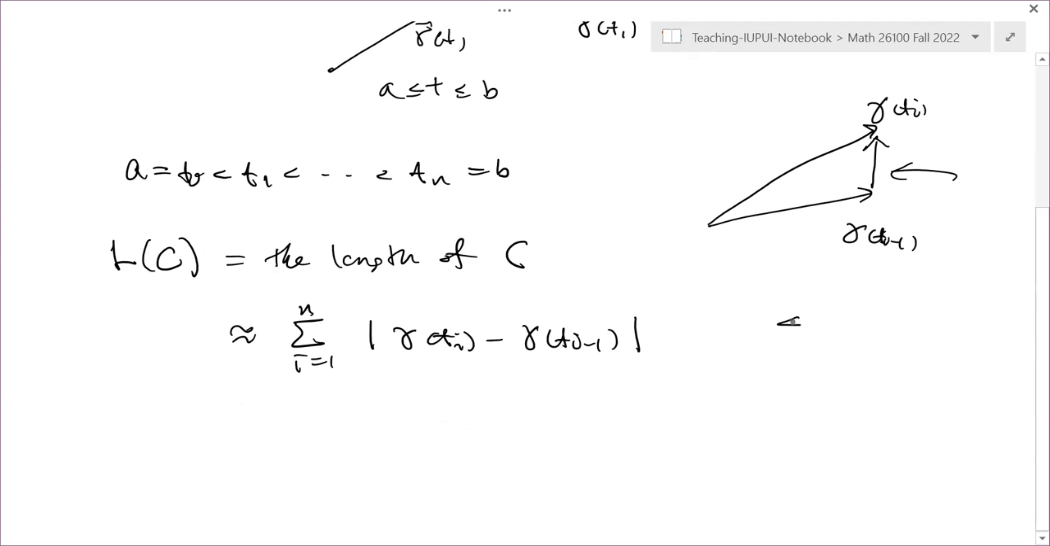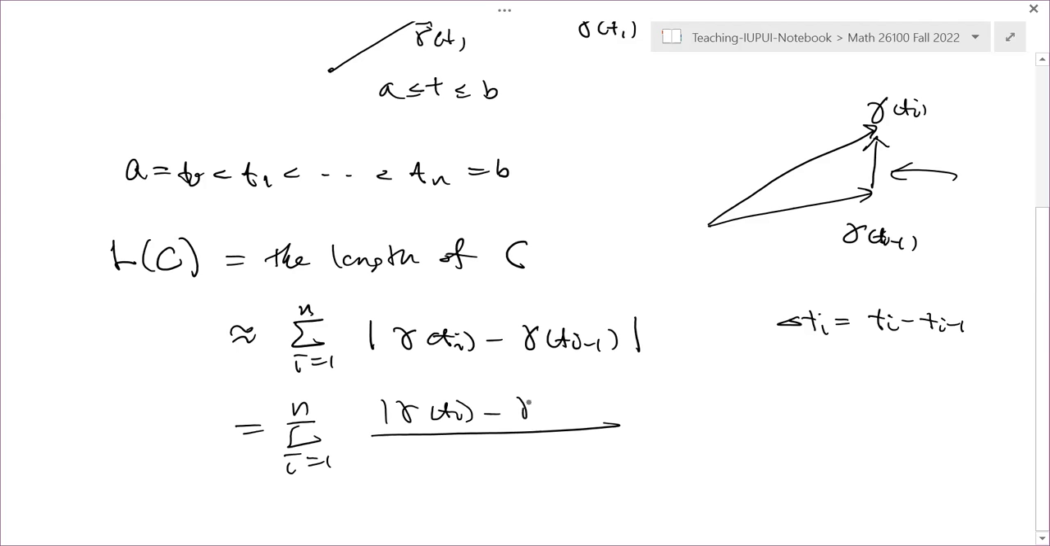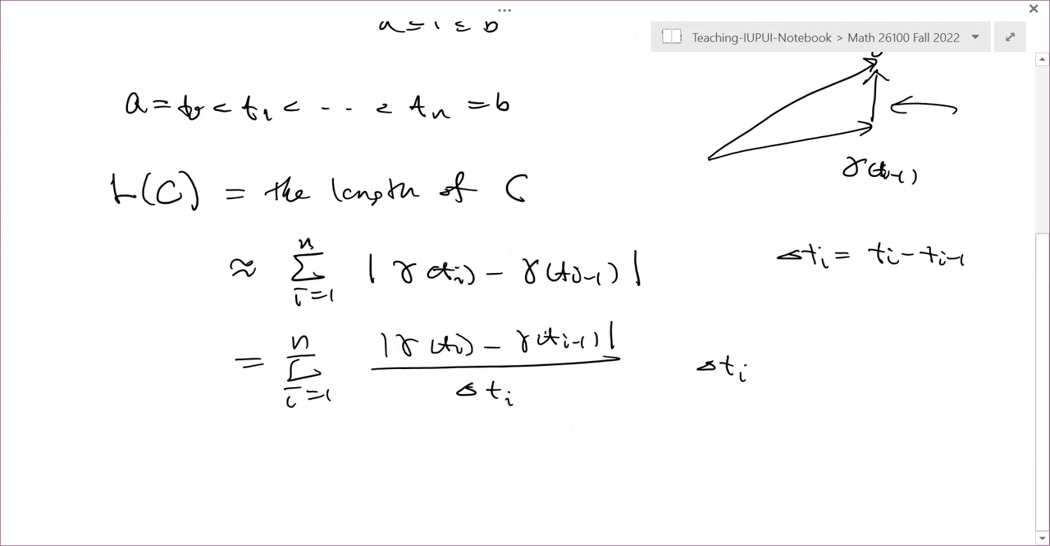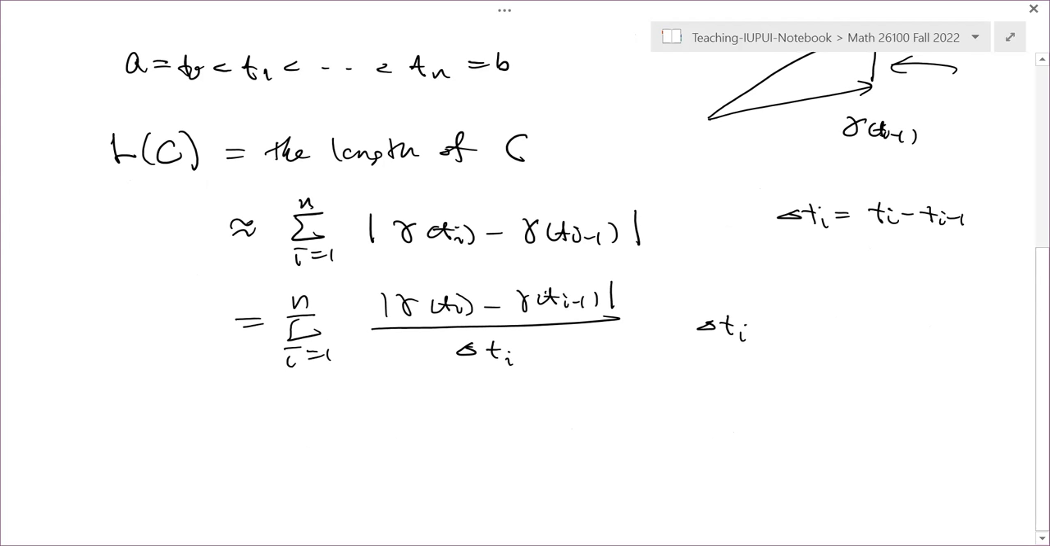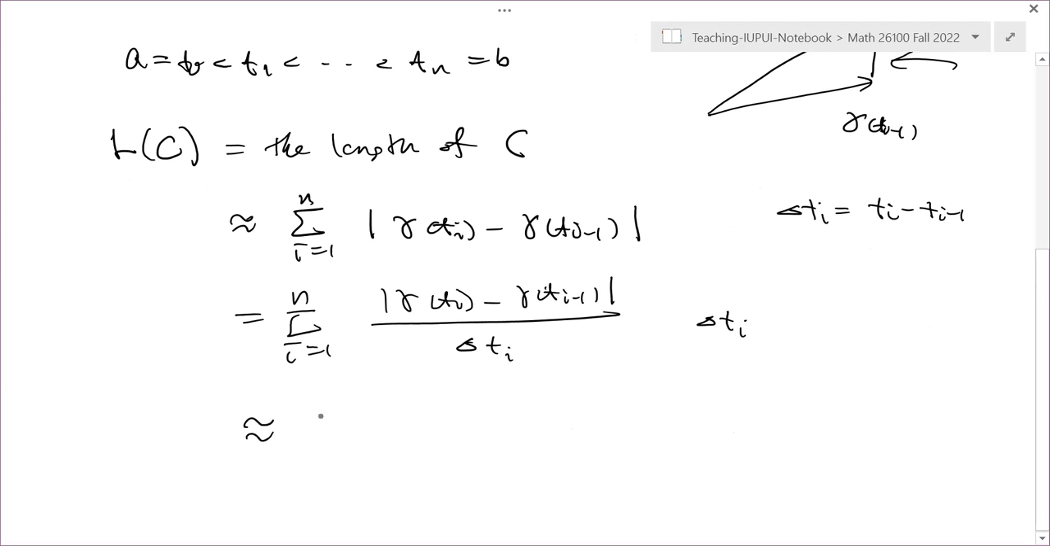I'm going to also let delta t_i be t_i minus t_{i-1}, the difference of these two. So what I'm doing is rewriting it. I'm trying to derive the formula using calculus. This is always the idea, partition. Then you put a delta t_i here. So what is inside can be replaced by the mean value theorem, another approximation. It's going to be gamma prime t_i star, where this t_i star is some point in the interval t_{i-1} to t_i.